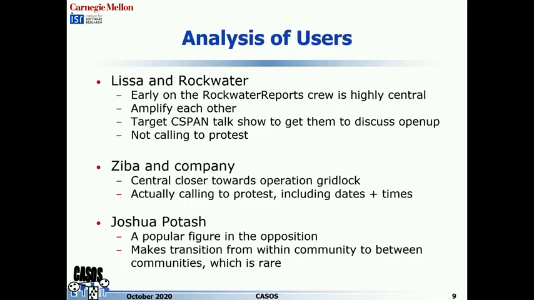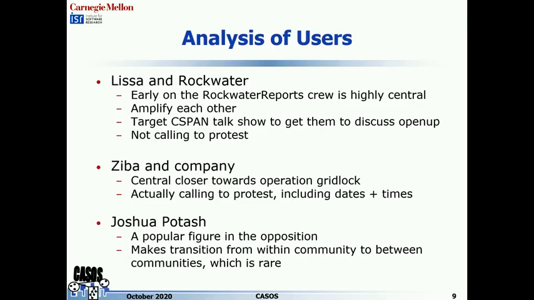So Lisa and the Rockwell Report, as I said, were highly central, highly important bridge nodes in the beginning. They did amplify each other. So Lisa basically retweeted Rockwell, who retweeted Twitter. They both targeted C-SPAN talk shows to discuss the open up and reopening America, but they never called for protest. The Rockwell Report, they call themselves the Real News website, and they're not fairly active. They do have some articles, and they're all pro-Trump, but they don't post as often as any big outlets.